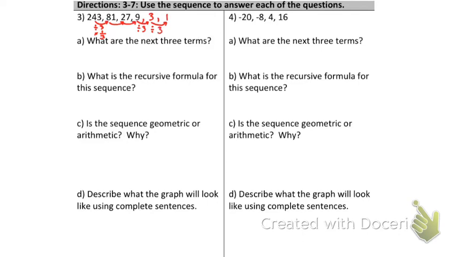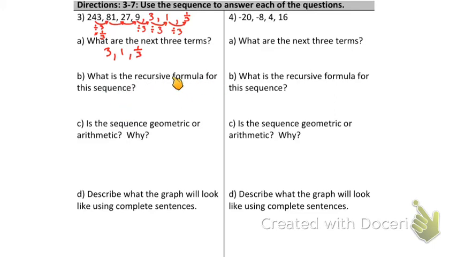Again, if you're wondering how to get that, throw this stuff in your calculator. 1 divided by 3 is going to give you 1/3, okay? Or 0.3. I prefer the fraction form in this case. It's pretty easy. So we already found our next 3 terms here. The next 3 terms were 3, 1, 1/3.